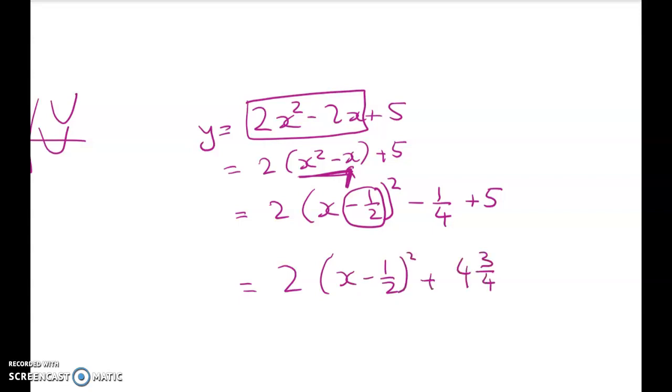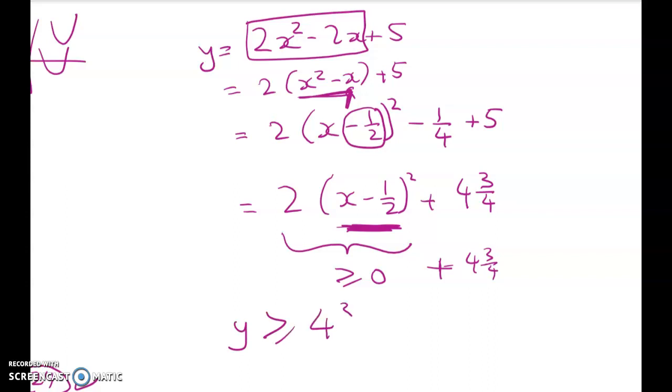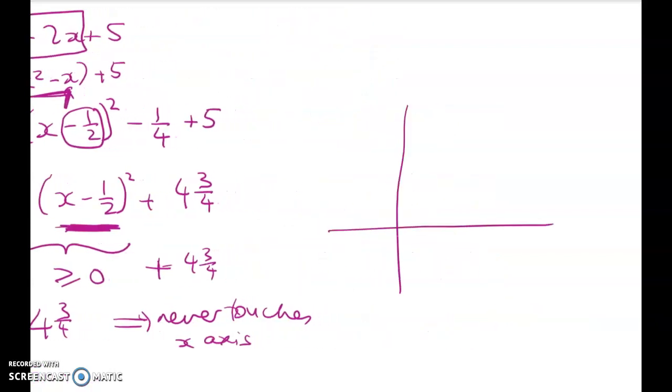So what I've got here shows me that this is never going to touch the x-axis because this bit here has always got to be 0 or bigger because it's a square number. And then we're going to add on 4 3/4. So this thing here, y, is always greater than or equal to 4 3/4. So never touches x-axis. So y does not equal 0. So that was good. And the nice thing about that is that you can draw a good graph. So there's your half there. Somewhere up here is the vertex. That vertex is going to be at 4 3/4 or 19 over 4.